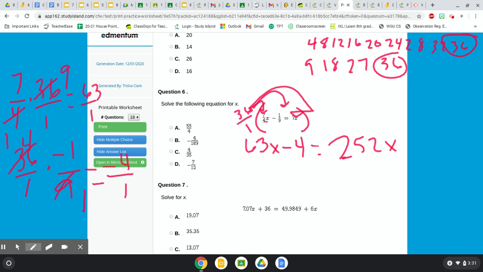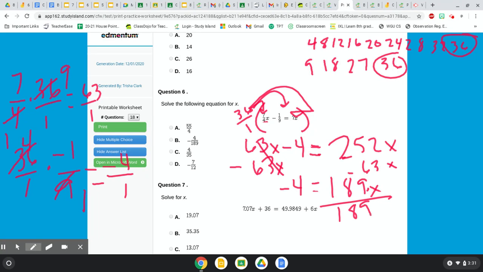So first thing, I notice that I have X terms on either side of my equal sign. So I'm going to subtract 63x. Subtract 63x. Leaving me on this side with negative 4. Don't forget that negative. And then 252 minus the 63x gives me 189x. And lastly, I want to divide by 189 because this is really saying 189 times x, and I want to get x by itself. So divide by 189 because that's the inverse operation.